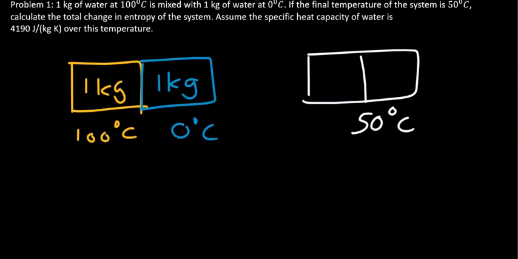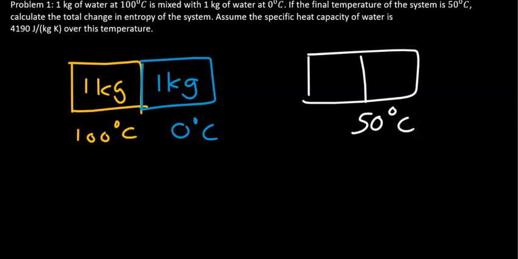Let's look at a problem. 1 kg of water at 100 degrees Celsius is mixed with 1 kg of water at 0 degrees Celsius. If the final temperature of the system is 50 degrees Celsius, calculate the total change in entropy of the system. Assume the specific heat capacity of water is 4,190 joules per Kelvin per kg over this temperature range.